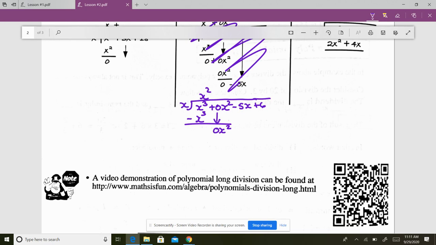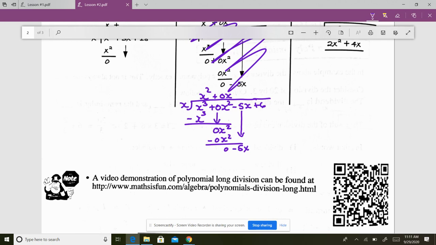This is a bad example because you don't actually need it, but that's okay. And then you ask yourself, what do I multiply x by to get 0x squared? 0x. Okay, or 0. But we'll put 0x because that'll make more sense later on. And then you go 0x times x is 0x squared. And you subtract them, and you get 0. And you bring down the negative 5x. You must bring the sign with it. So don't forget the negative.